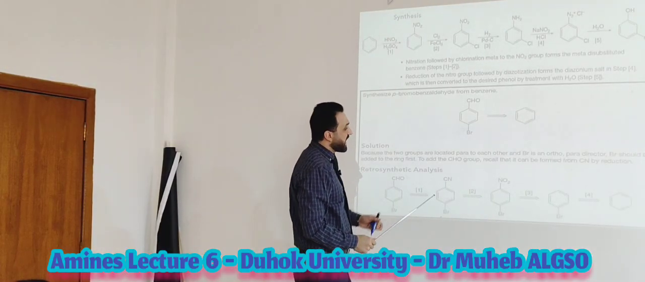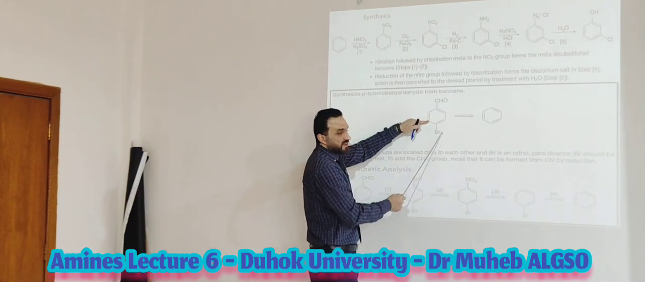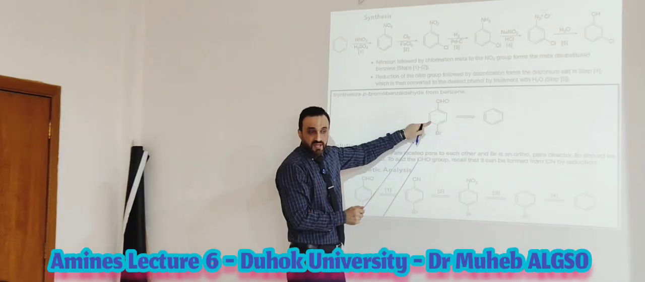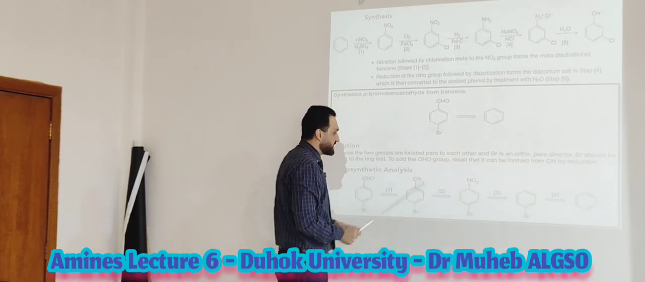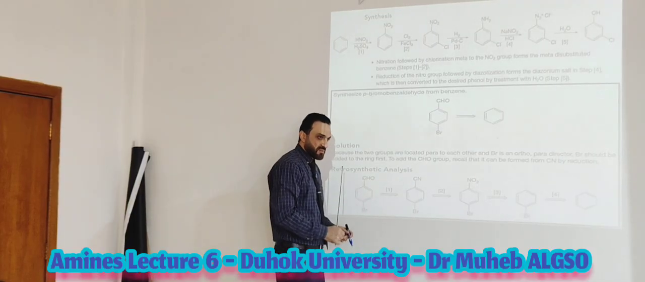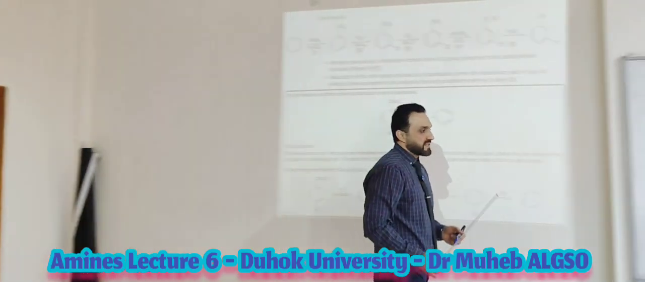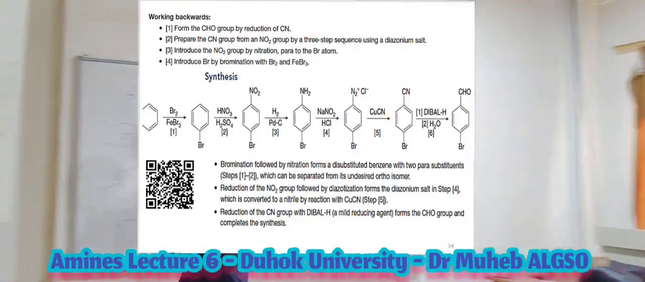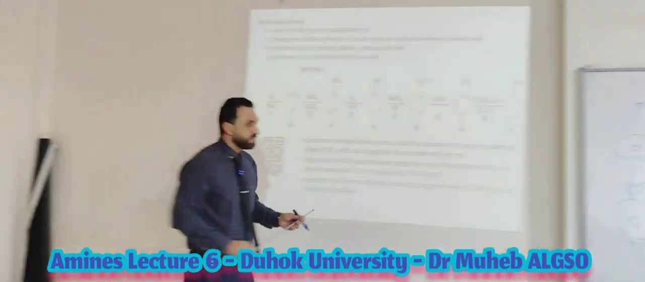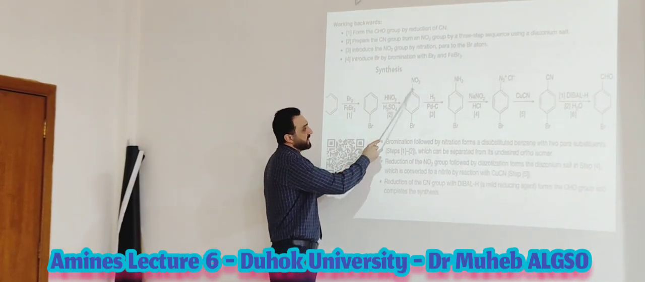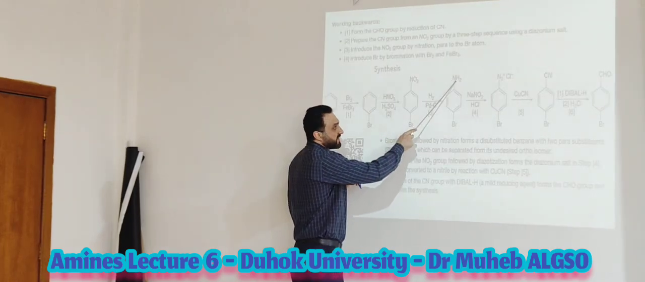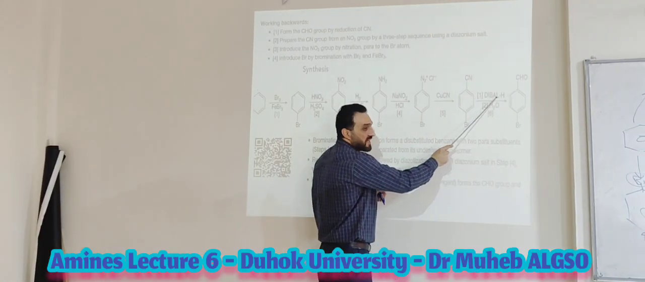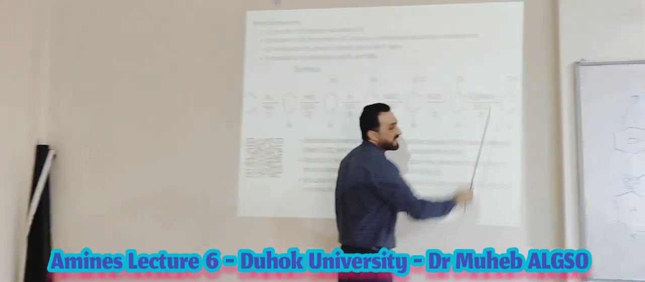So how can we prepare this compound? This group comes from bromination. Or this group comes from the cyano group, CN. So the cyano group comes from the diazonium salt. We know that. Look at the next slide. Step number 1, bromination. Step number 2, nitration. Nitration goes to the reduction, reduction goes to the diazonium salt, and finally diazonium salt gives you the CN. CN by reduction with a mild reducing agent gives you the aldehyde group.